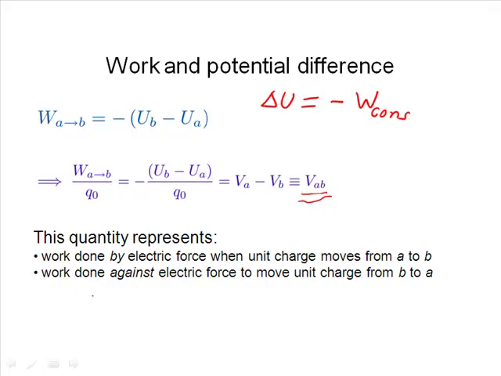And if we go from A to B, then q times V_AB is the work done by the electric force in going from A to B, or it's the work done against the electric force if we move from B to A.